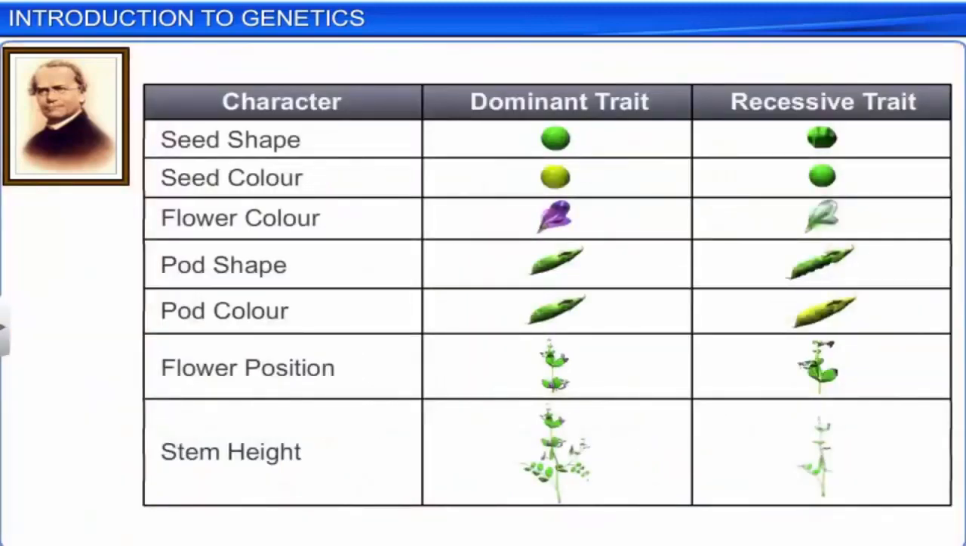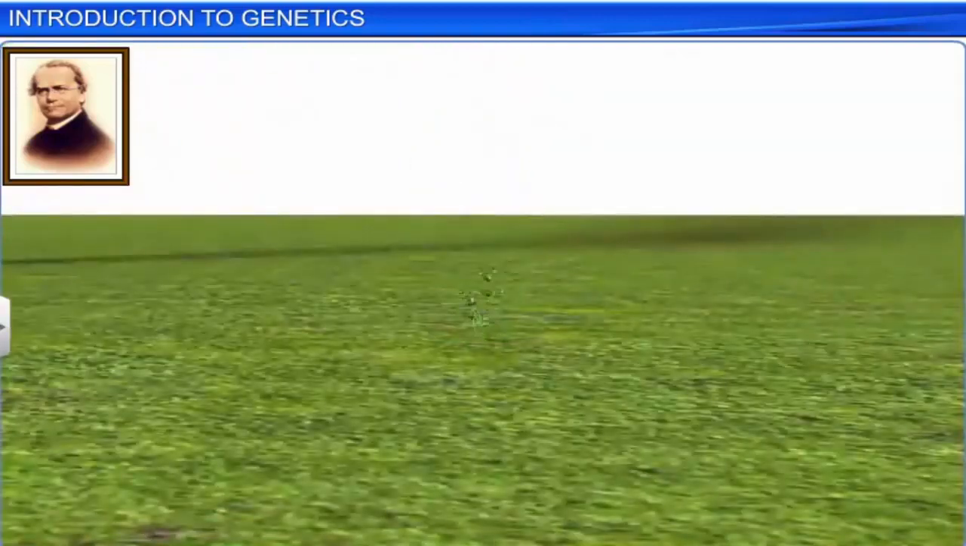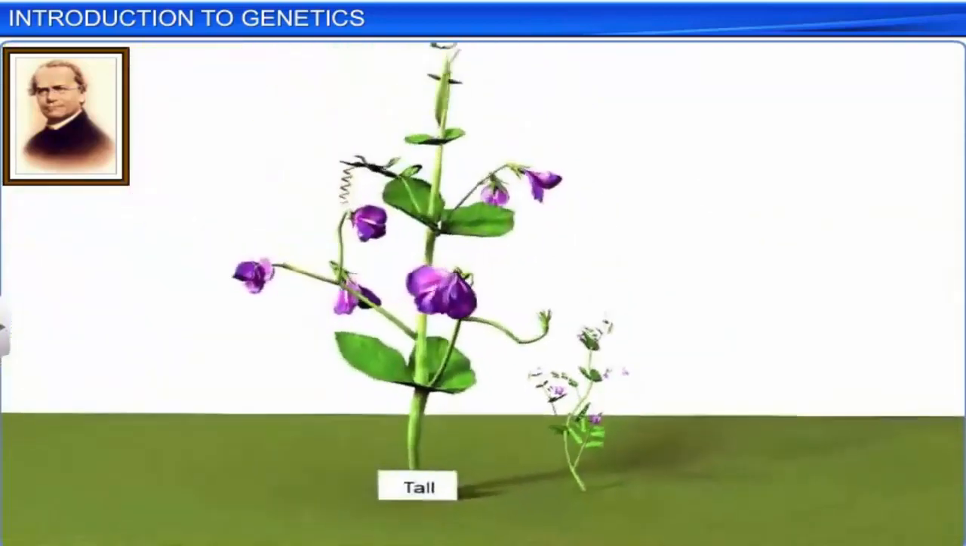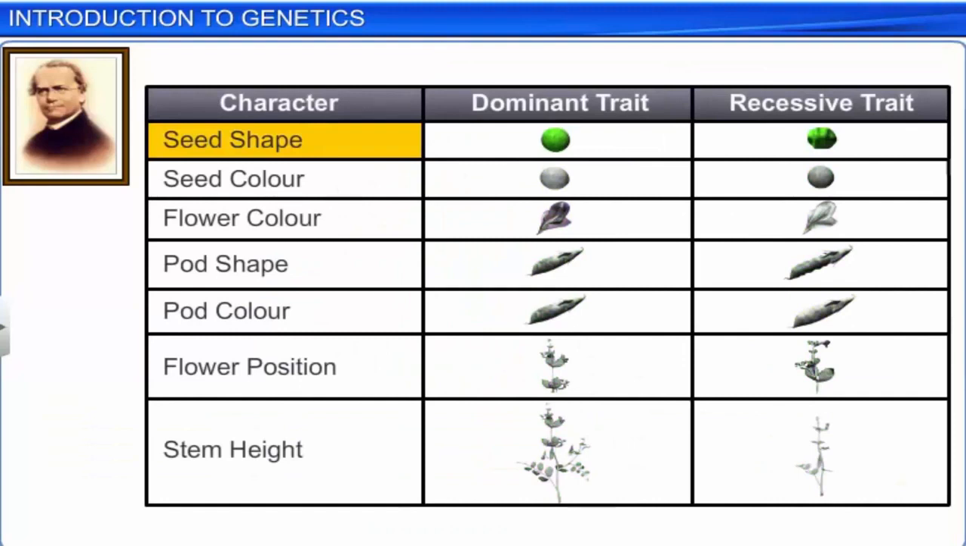He chose 14 pairs of true breeding pea lines similar in all aspects except for one character to conduct cross-pollination or artificial pollination experiments. A true breeding line exhibits stable trait inheritance and expression for many generations due to continuous self-pollination. Round or wrinkled seeds, yellow or green seeds, green or yellow pods, and tall or dwarf plants were some of the contrasting traits chosen by Mendel.